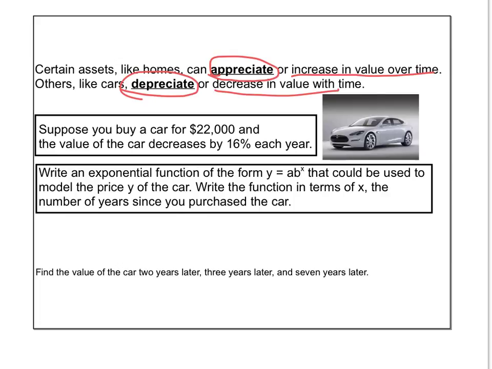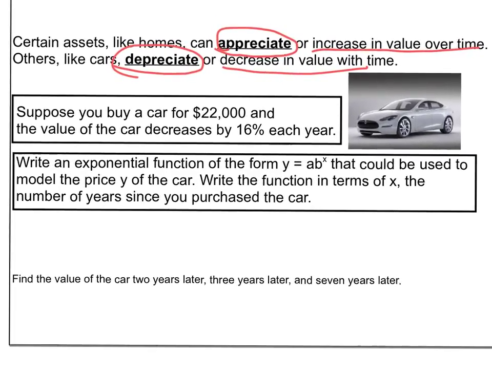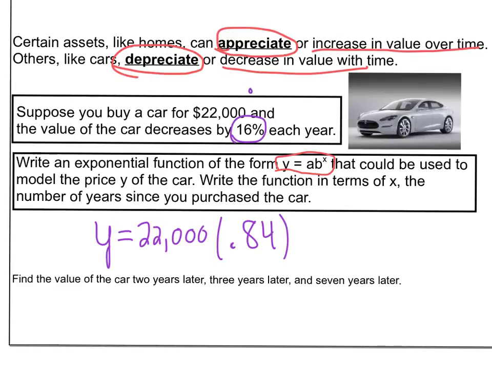So if I look at this, it's going to be a function that looks like this. So the price of the car, if it depreciates by 16% each year, would look like this. So it would be y equals my initial starting amount, $22,000, and then if it decreases by 16%, that's going to be 0.84. What I did was I switched it to a decimal, and then since it's decreasing by that amount every year, I'm going to take 1 minus that, and I'm going to get 0.84.